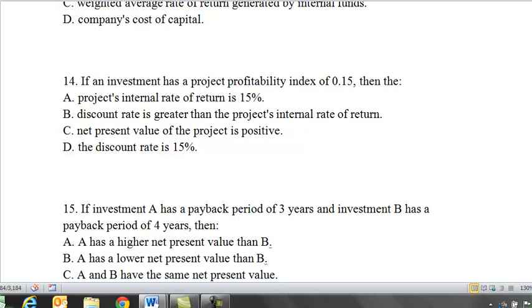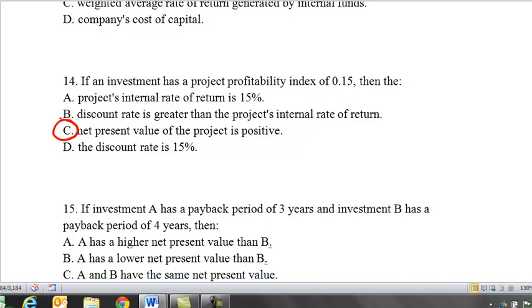14. If an investment has a project profitability index of 0.15, then A, project's internal rate of return is 15%. No, it has nothing to do with that. B, discount rate is greater than the project's internal rate of return. Have no way of knowing that. C, the net present value of the project is positive. Or D, the discount rate is 15%. And the best and correct answer is C, the net present value of the project is positive.